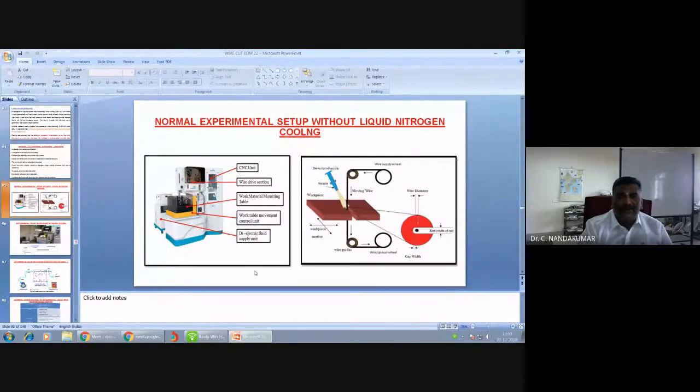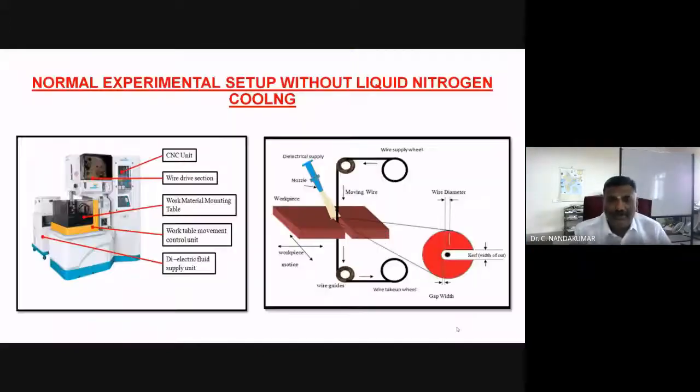This is a normal experimental setup without liquid nitrogen cooling. I will show it now. So this is a CNC unit. Already I showed that. This is a wire drive system, drive selection, and then the work material mounting table, and work table movement and control unit, and dielectric fluid supply tank. So this is the process of machining, how it will be machined. The wire spool, then it will be coming to this, moving the wire with these wire guides, and after that the machined wires are stored in the wire spool.